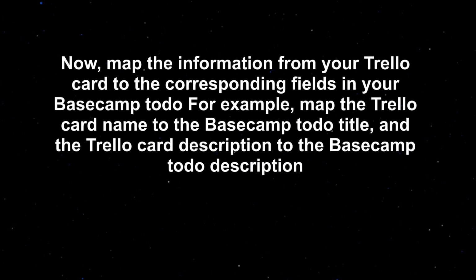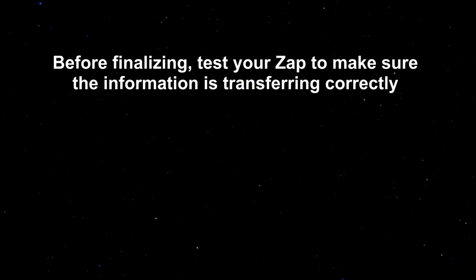Now, map the information from your Trello card to the corresponding fields in your Basecamp to-do. For example, map the Trello card name to the Basecamp to-do title and the Trello card description to the Basecamp to-do description. Before finalizing, test your Zap to make sure the information is transferring correctly.